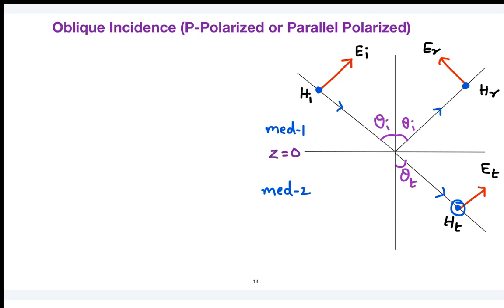So in the parallel polarized case, your electric field lies in the x plane and the magnetic field is in the y direction. So what is the first boundary condition? When any signal enters from medium 1 to medium 2, the tangential component remains the same. So that is nothing but E tan 1 is equal to E tan 2.